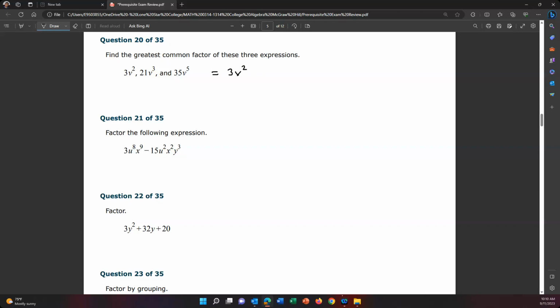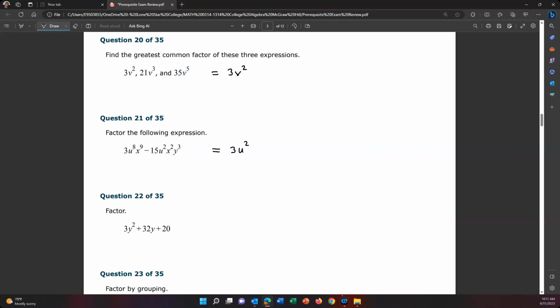For number 21, we are actually going to apply the skill out of question 20. Okay, and we are going to rewrite the expression. So if we look at these 2 coefficients, 3 and 15, hopefully we can agree that both of those numbers are divisible by the number 3. The biggest number we can actually divide them by is 3. Well, what about the u's? Well, they do have a u in common. And what about the power though? We take the smallest power.